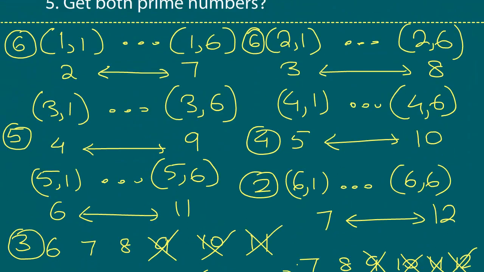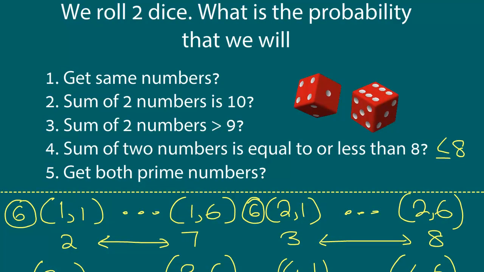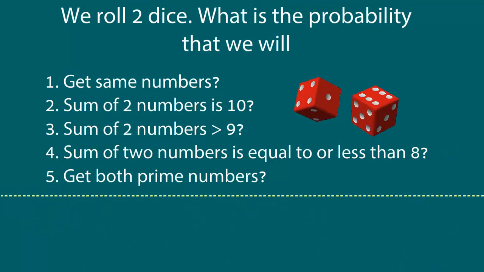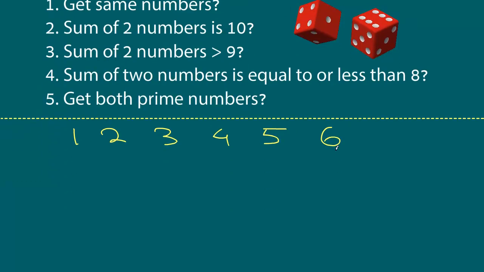I know the video has become really long, but we still have one more question to go, so let's quickly get to it. The probability that we will get both prime numbers. Now it's important to know what prime numbers are. We know all our outcomes are 1, 2, 3, 4, 5, and 6, right? Now, of these numbers, which are prime? This is a prime number, this is a prime number, this is a prime number. So what we are trying to find out is, we want both to be prime numbers, right?